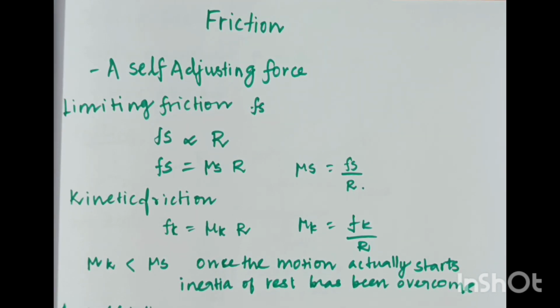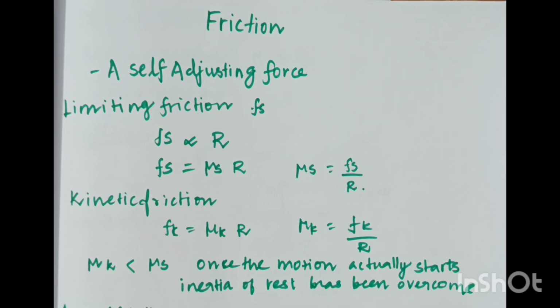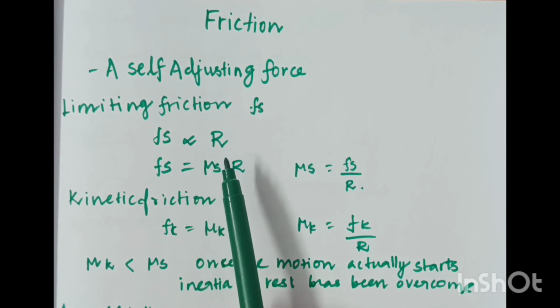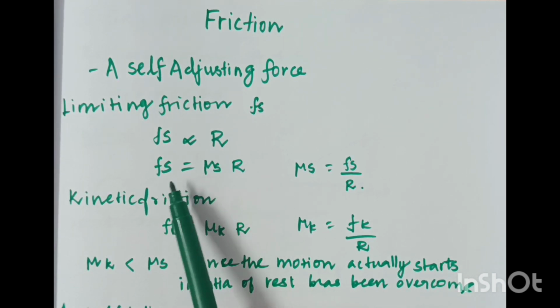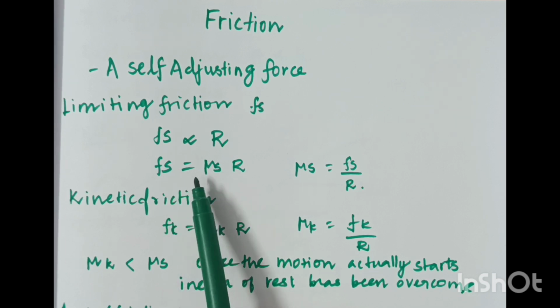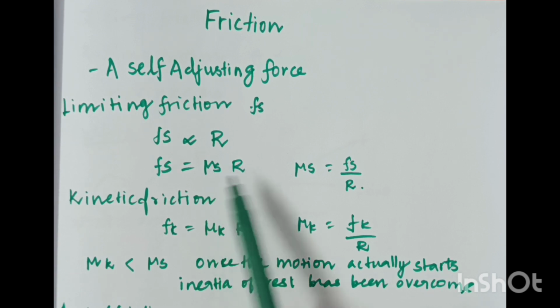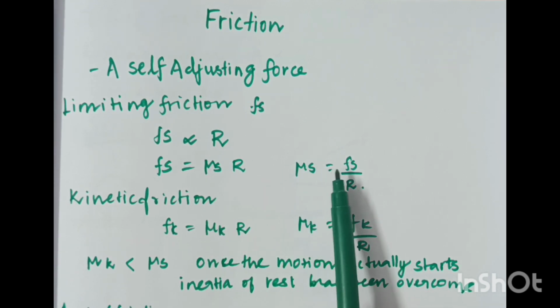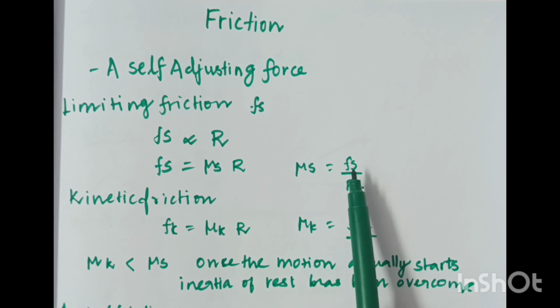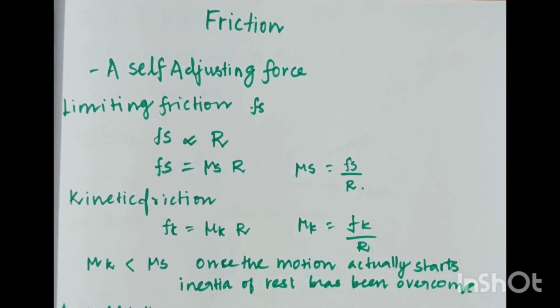It is found that the limiting frictional force Fs is directly proportional to the normal reaction R. So we can write Fs is directly proportional to R, that is, limiting friction is directly proportional to the reaction force. Now I am using a constant: Fs equals mu s into R. So what is mu s? Coefficient of static friction. From this I can write the coefficient of static friction equals Fs by R, that is, static frictional force, limiting friction, by reaction. This is what limiting friction is about.